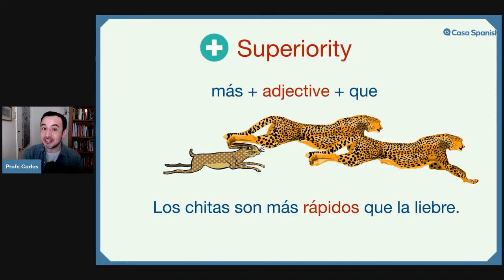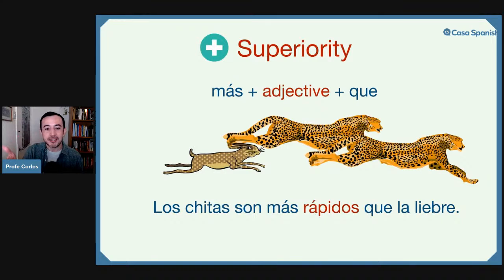So this is the tricky part, I would say, in comparatives in Spanish, that the adjective has to agree with the subject, with the object that we are comparing. In this case, cheetahs is plural. So we have to add that S at the very end. This is what we need to be aware about actually when we compare.